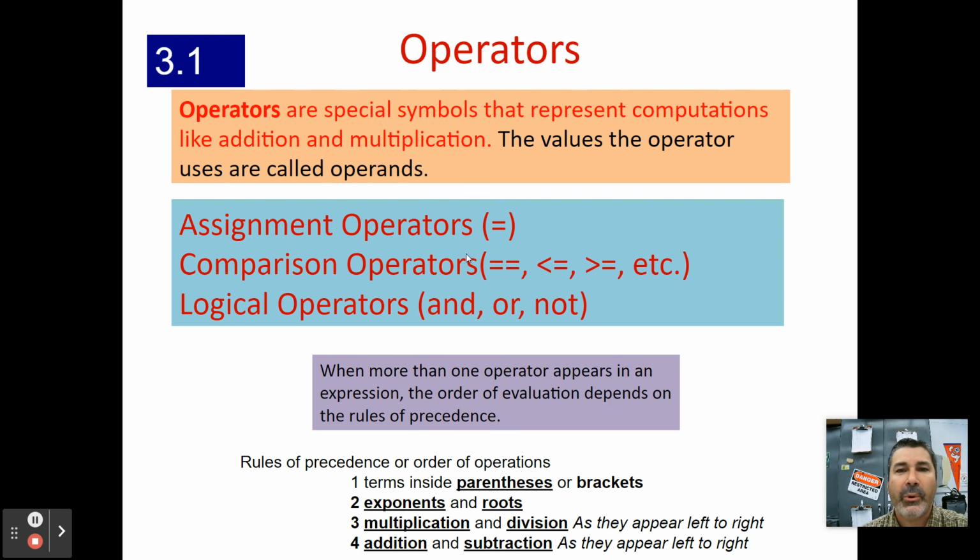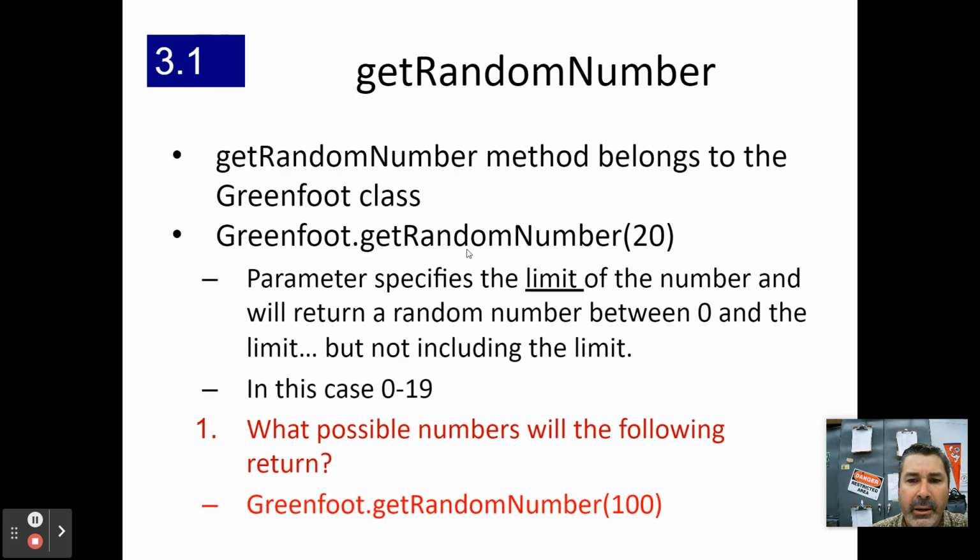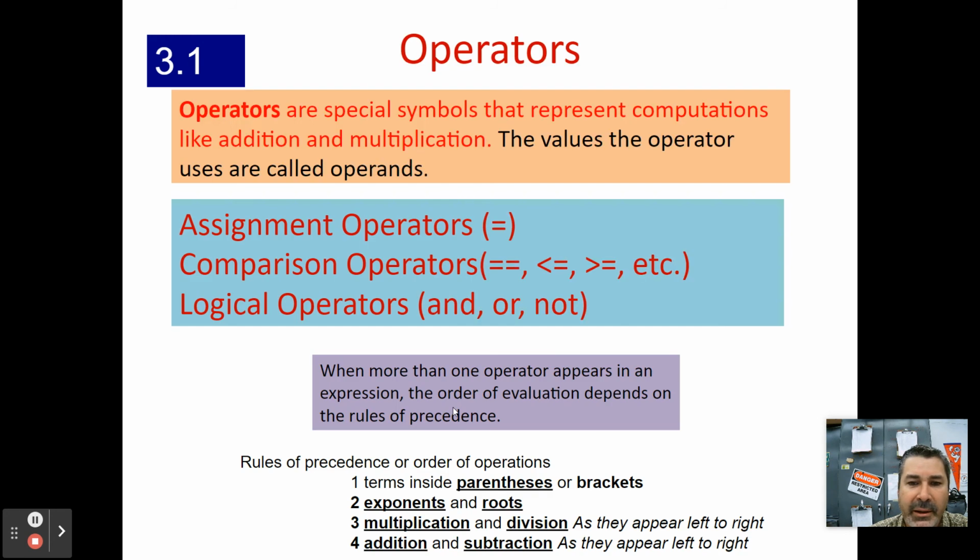Operators. We're going to be using a bunch of different things to create this random behavior. One of the things we need is operators. So write this down. Let's jump back up to Greenfoot.getRandomNumber. That's going to produce random numbers between 0 and 99, if you didn't get that. 0 to 99.